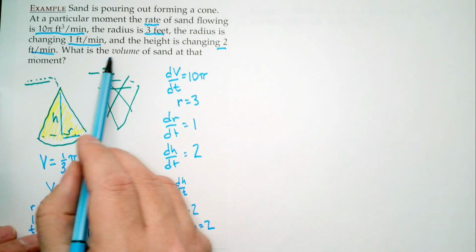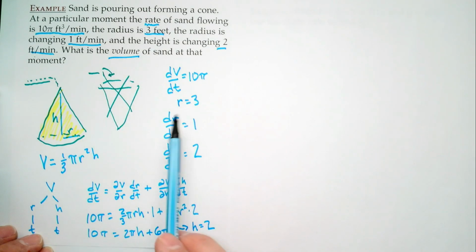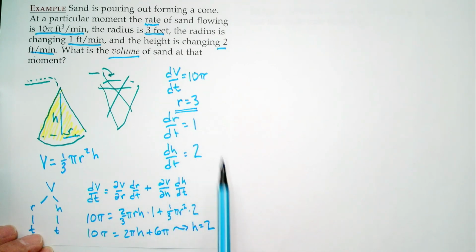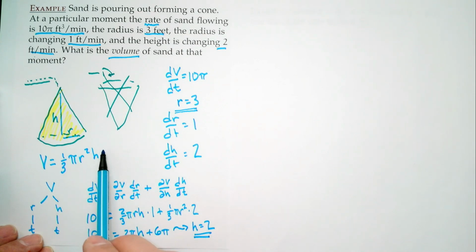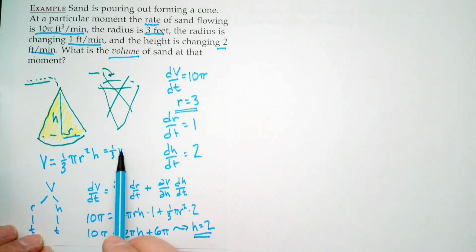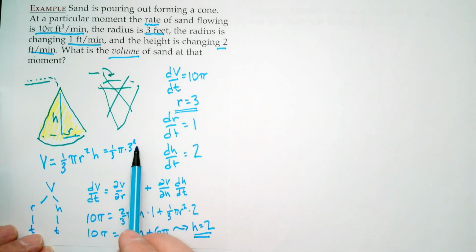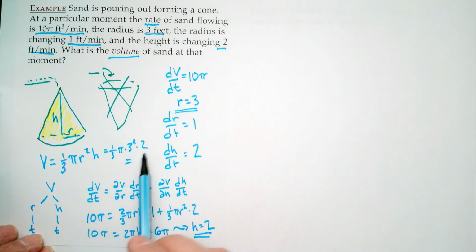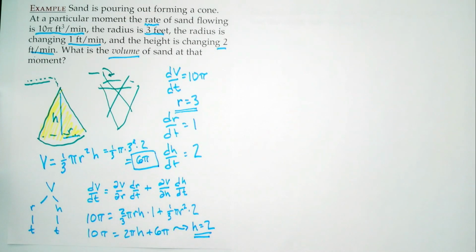No, because we're looking for the volume. But we already knew r, and now we have h, so we can plug it into our volume formula. So we get 1/3 pi times 3 squared times 2. And if we work that out, that's a number. I think it's 6 pi. There you go.